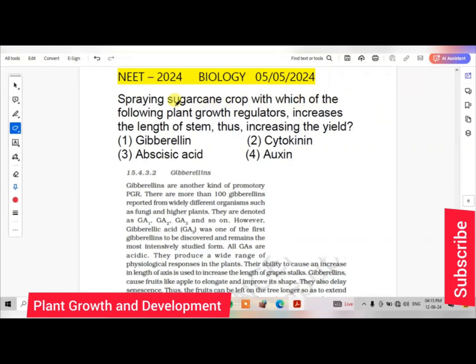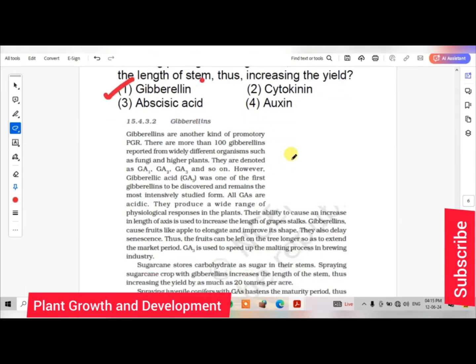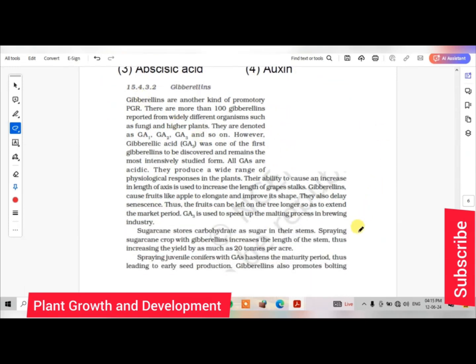Spraying sugarcanes with which of the following plant growth regulators increases the length of the stem and increases the yield? Option 1, gibberellins. You can see the NCERT lines here from the chapter known as Plant Growth and Development. Thank you.